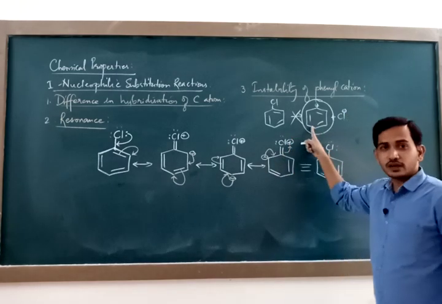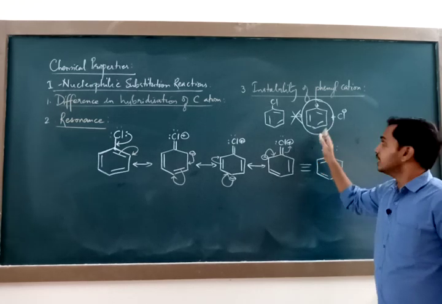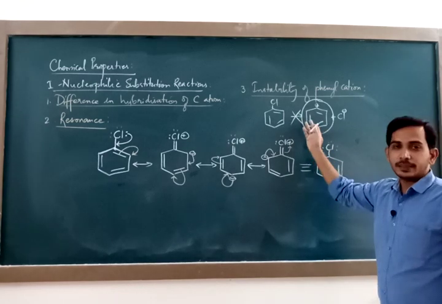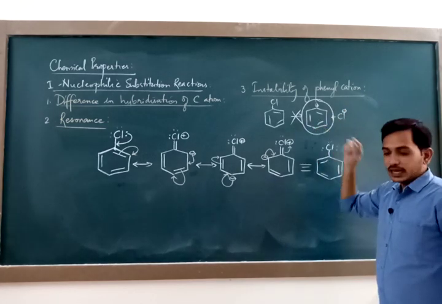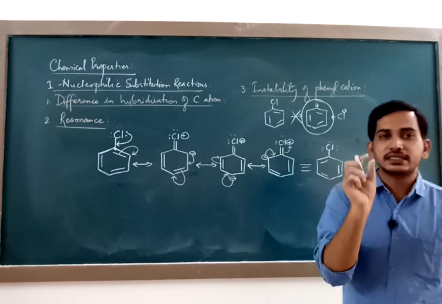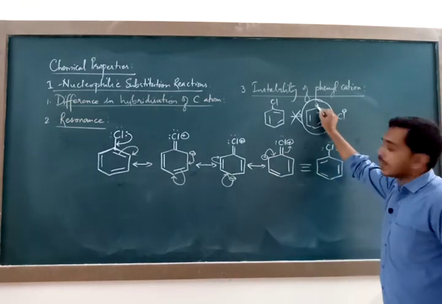For phenyl carbocation, you cannot write resonance structures. Because of its instability, this reaction is not favorable. Sir, why does the phenyl cation come into the picture? A nucleophile easily attacks that place where there are no electrons. So you can guess, sir, it is already carrying positive charge.